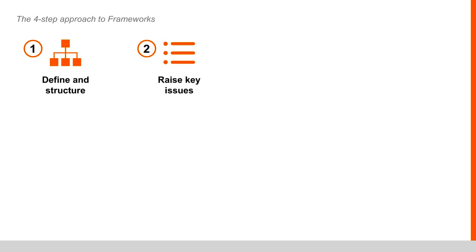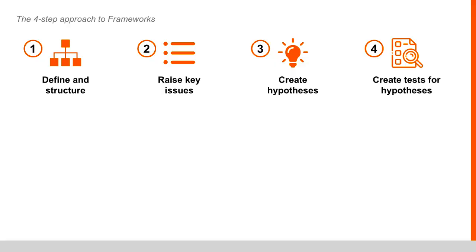So the easiest, most effective way to build and use a conceptual framework is in 4 steps. This is true when applying the 3 C's to a business-related competitive strategy problem or when using any other framework created by you or not. The 4 steps are: number 1, define and structure the problem. Number 2, raise key issues for each category. Number 3, have a hypothesis for each key issue. And number 4, create tests for these hypotheses.